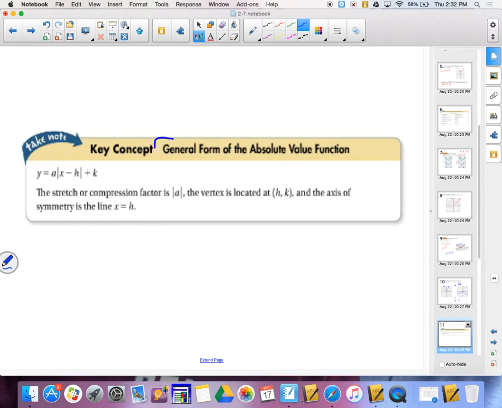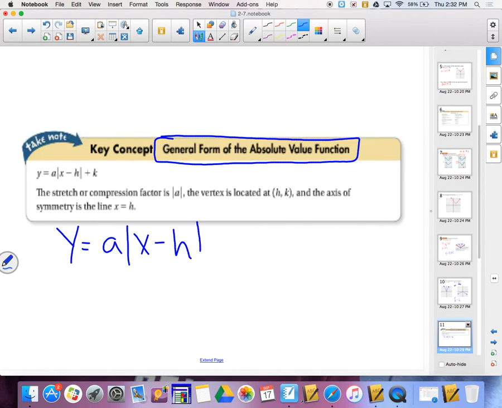This is the new concept. General form of the absolute value function. Here's another formula that you need to know, which looks a lot similar to things we've been doing, right? Now we're just putting some letters with them. So I've got y equals a times the absolute value of x minus h plus k. You need to know this. This is important.